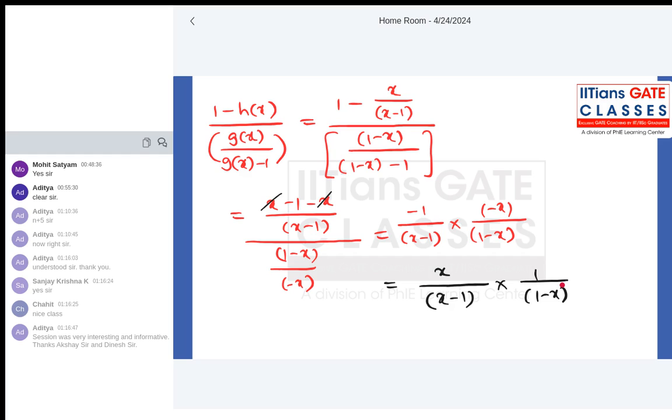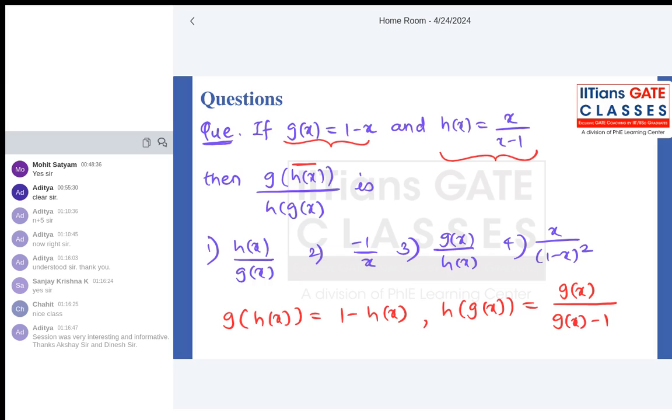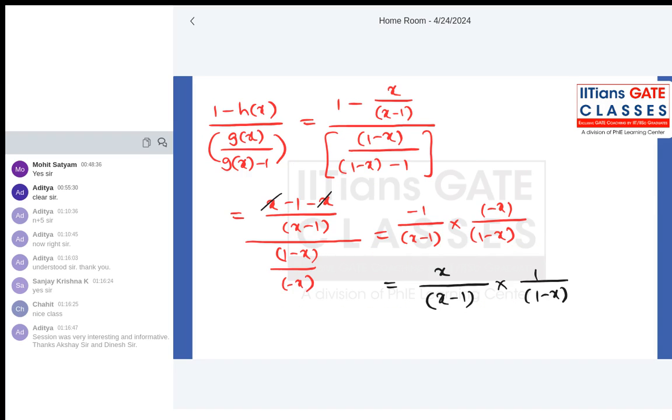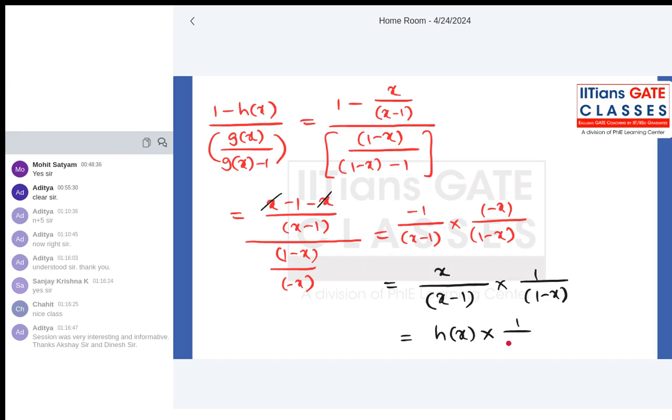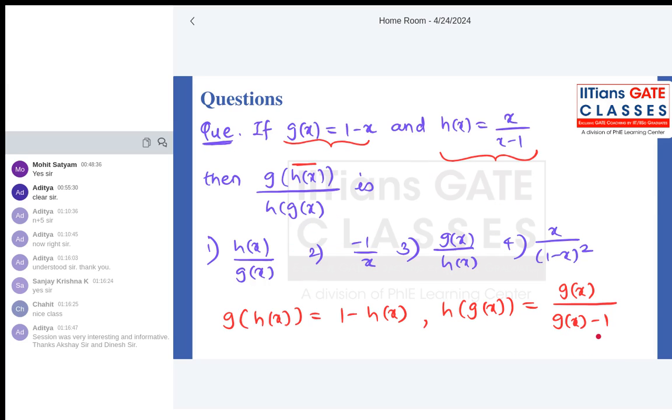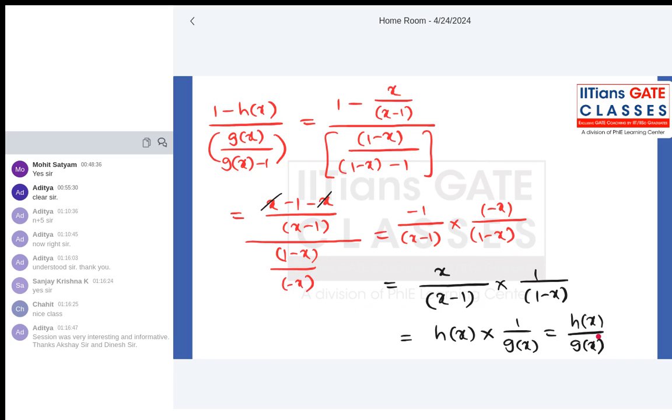And if you see, this is nothing but x by x minus 1, which is nothing but h of x. The first term becomes h of x, and the second term is 1 by g of x. So basically this is h of x by g of x, and that is your option first, option 1.